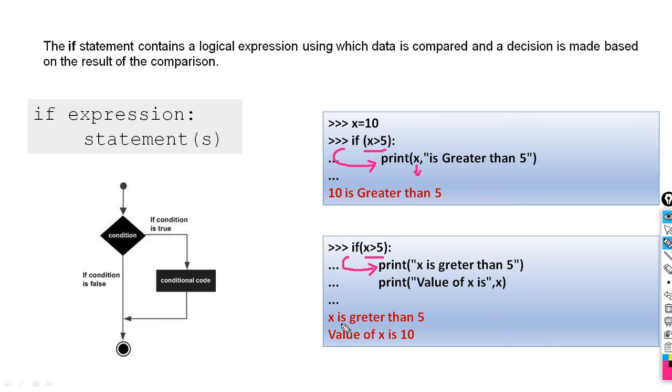So it displays x is greater than 5. And then the next statement is also inside the if, so it will execute the next consecutive statement, print value of x is x. So it gives you value of x is 10.